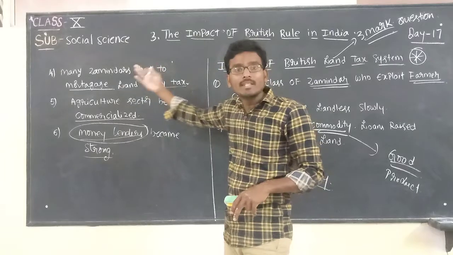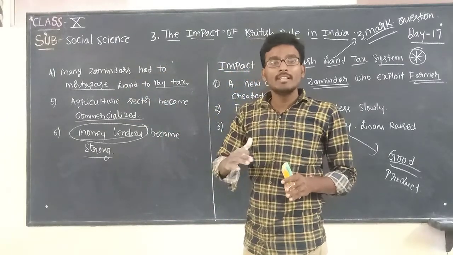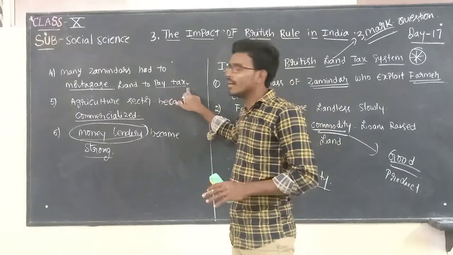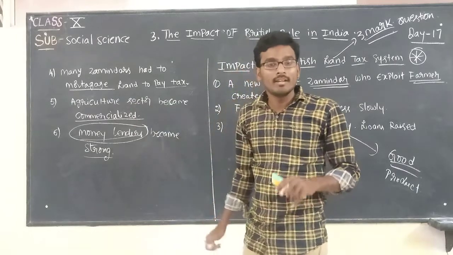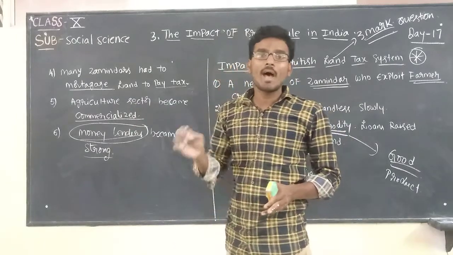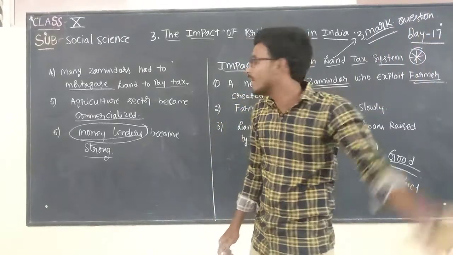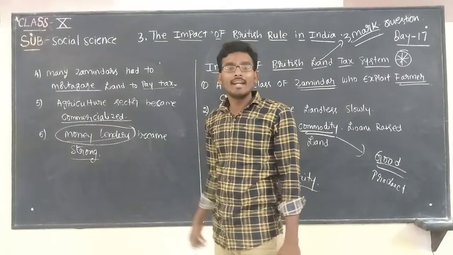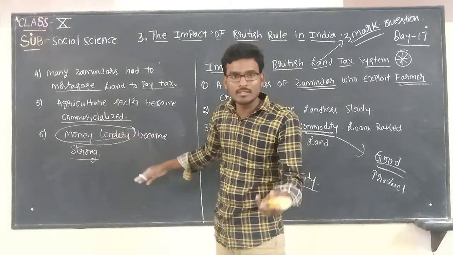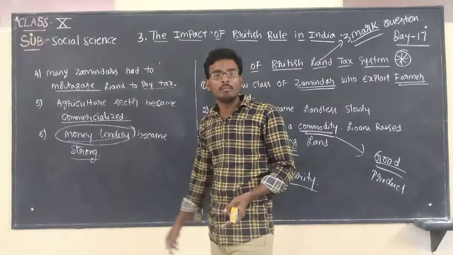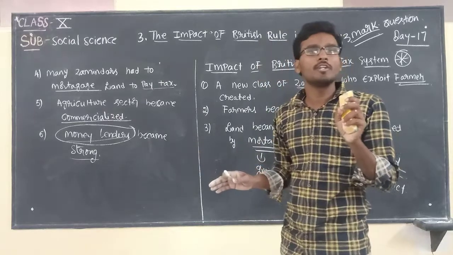And here many zamindars had to mortgage their land. Many of the zamindars had to give their land to pay the tax. And moreover, the agriculture sector became commercialized. The farmers had to grow the raw materials needed for the industries in England. And the final one is that money lenders became strong. By providing money to the farmers, these money lenders became strong. This is a very important question. You have to get it as soon as possible.